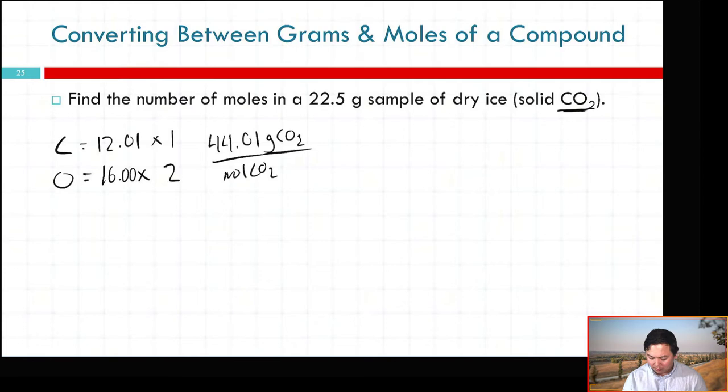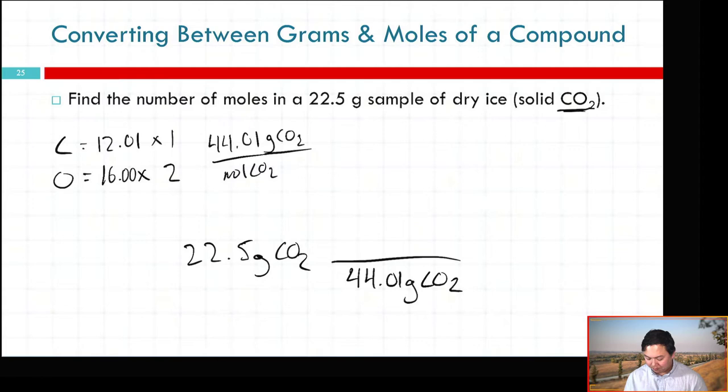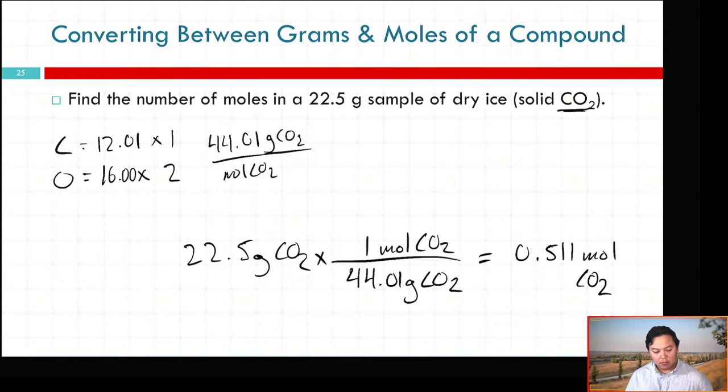Okay. So now we have our conversion factor. We have 22.5 grams of CO2, or dry ice, and we have 44.01 grams CO2 from our formula mass or molecular mass, and that is 1 mole CO2. So it's 22.5 divided by 44.01, and we get 0.511 moles CO2. Any questions about that setup?